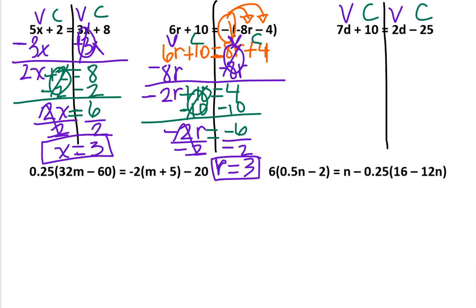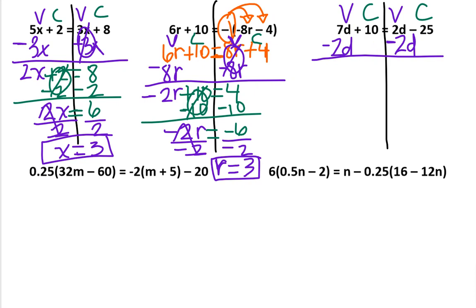So this 2D, I need to move it to the left using inverse operations. The opposite of a positive 2D is to subtract 2D. What I do to one side, I have to do to the other. Now, one thing I forgot to point out is notice that I'm not writing minus 2D here under the 10 because I'm not subtracting it from 10. I'm subtracting it from the term that has a variable, which is 7D. So make sure you are aligning things correctly.